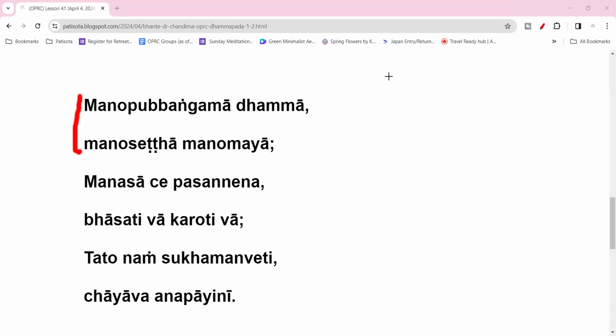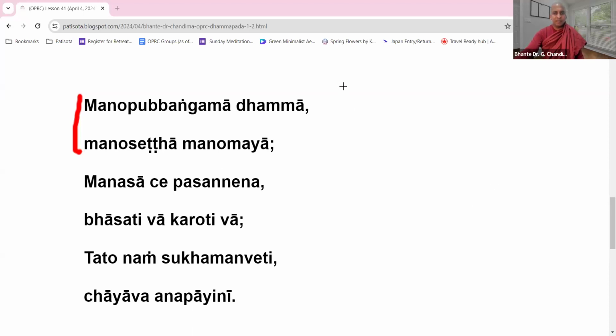And group 4, Kebian, please. Thank you, Bhante. Mano pubbangama dhamma, mano settha manomaya, manasa ce pasannena, bhāsati vā karoti vā, tato naṃ sukham anveti, chāyā va anapāyinī. Okay, great. And group 5. Yes, Melinda. Thank you, Bhante. Mano pubbangama dhamma, mano settha manomaya, manasa ce pasannena, bhāsati vā karoti vā, tato naṃ sukham anveti, chāyā va anapāyinī.